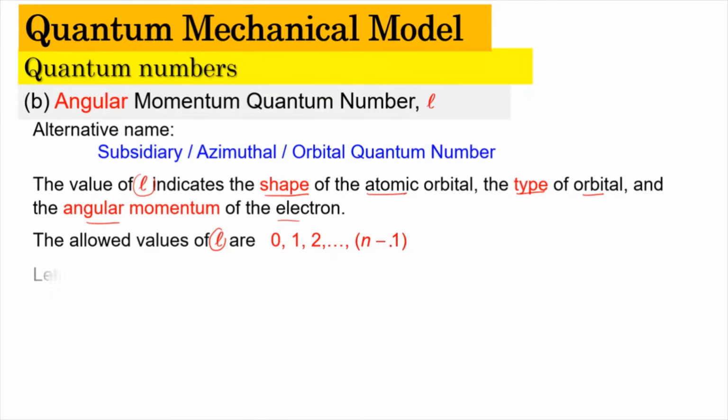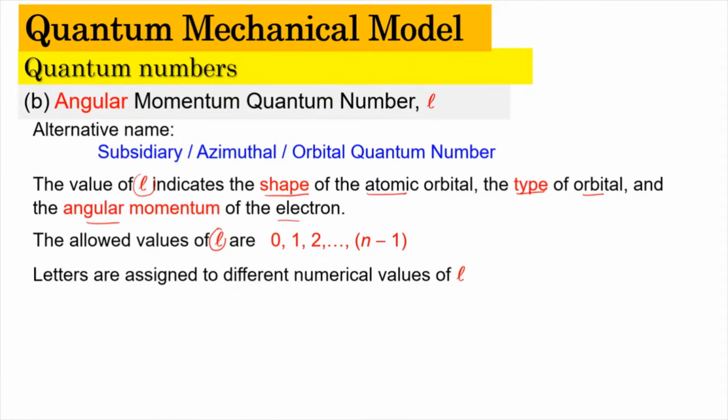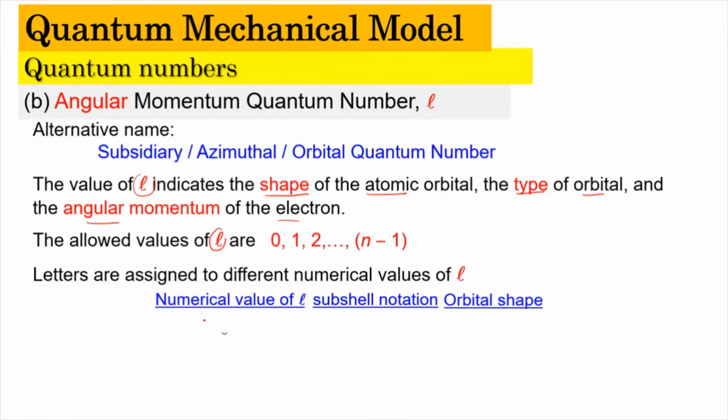minus 1. The numbers here can also be assigned as a letter. So let's say if I have a numerical value of 0, the subshell notation is going to be s, which refers to an orbital shape of spherical, which is like a circle here. But you can imagine it to be 3D, which is a sphere. Okay, and then you have a numerical value of L of 1, and then the subshell notation is going to be p. And this orbital here is going to look like a dumbbell. So it's looking something like this.